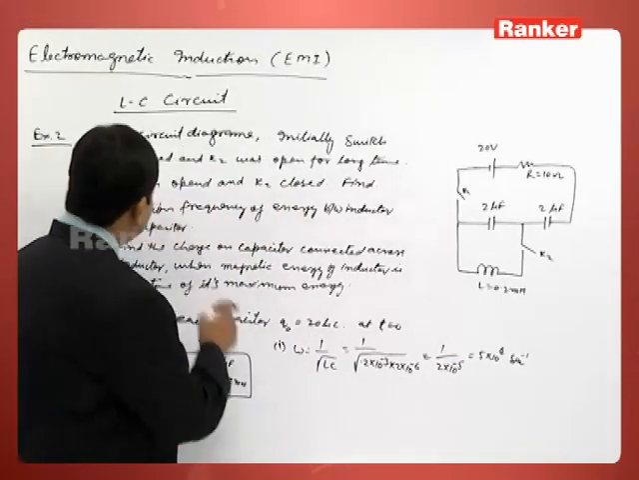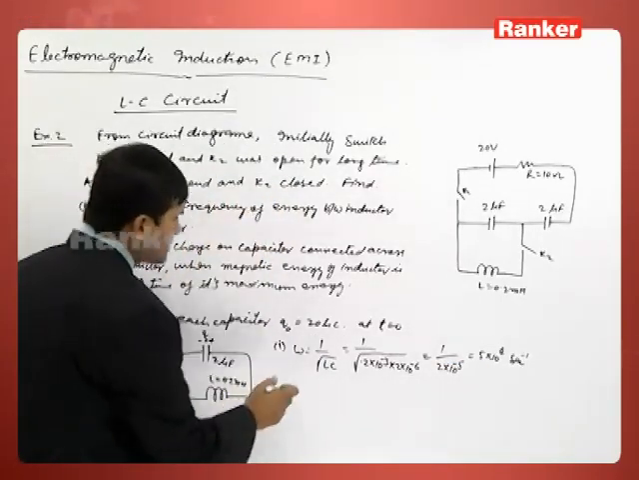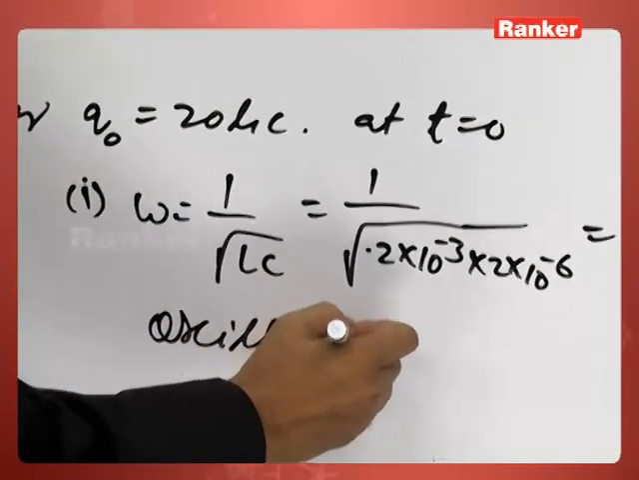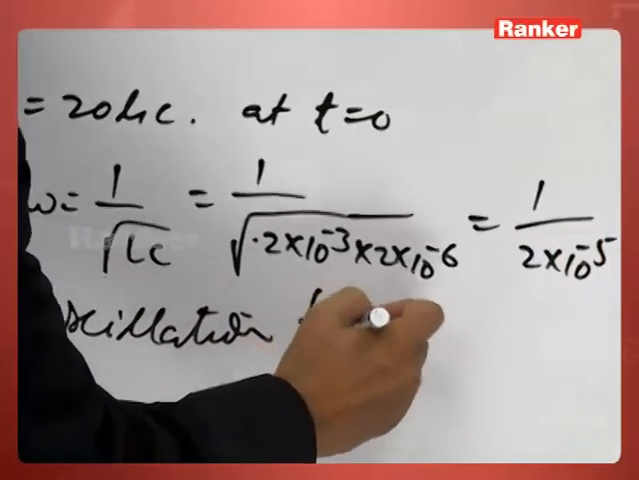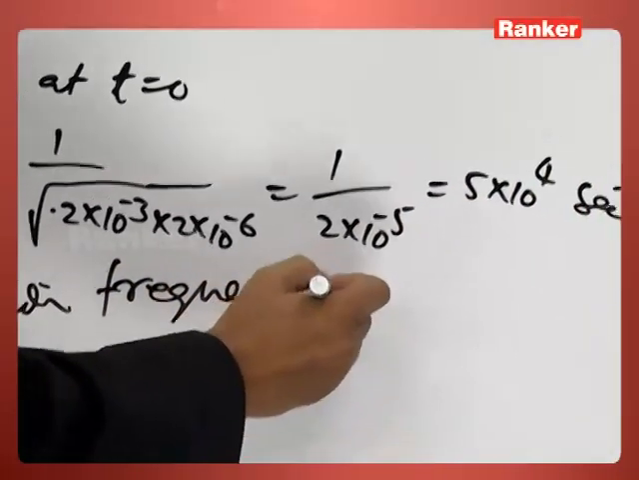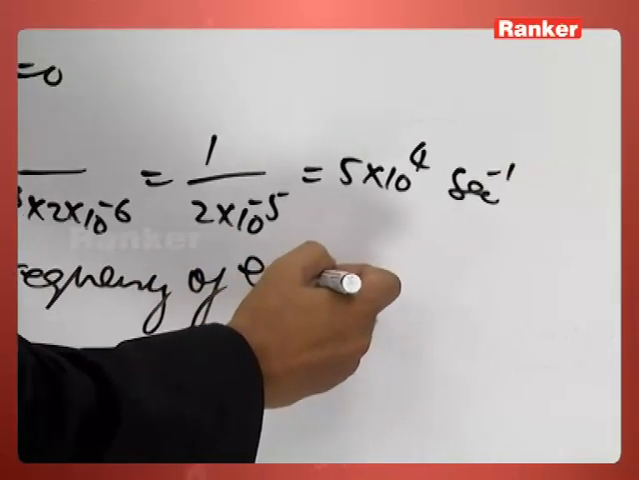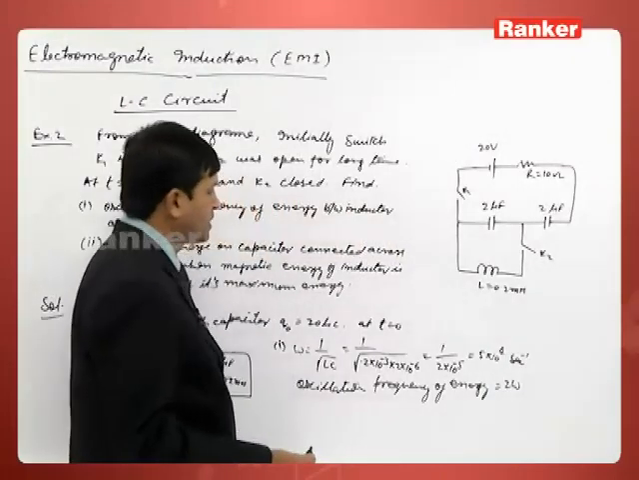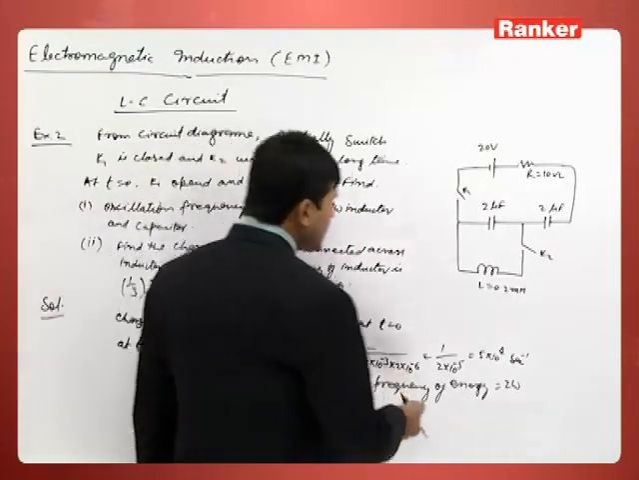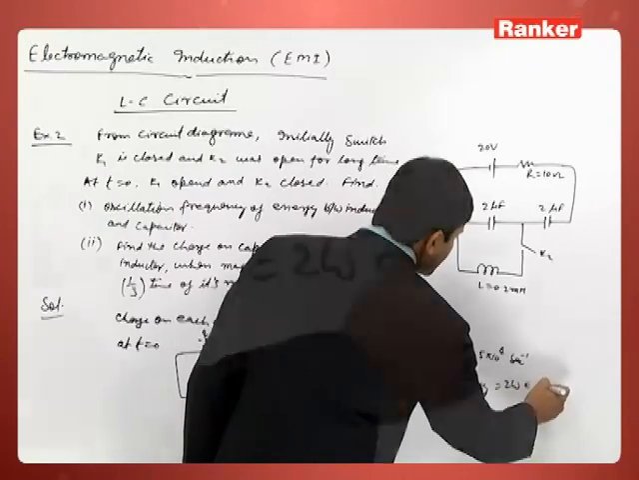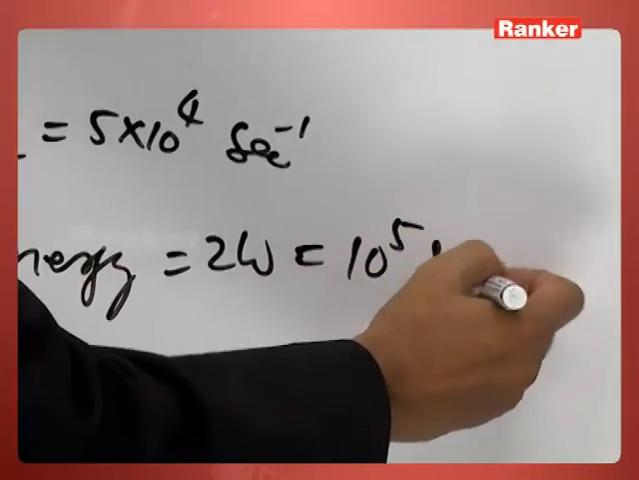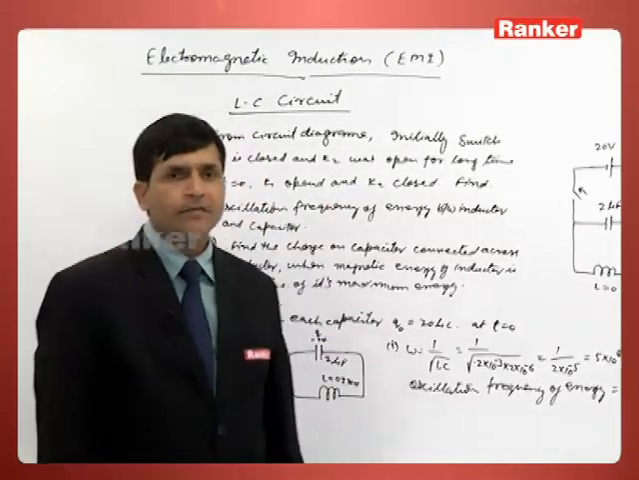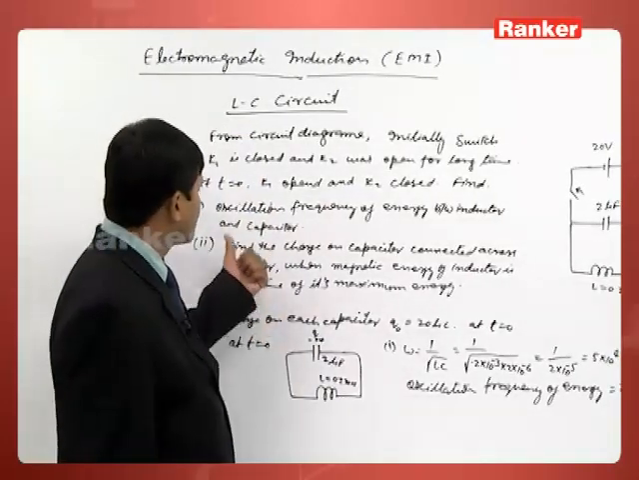So the oscillation frequency of energy is double of that. The oscillation frequency of energy is 2 omega, and that 2 omega we can get, the value becomes 10 to the power 5 per second. This is the oscillation frequency of energy. This is the first part of the problem.